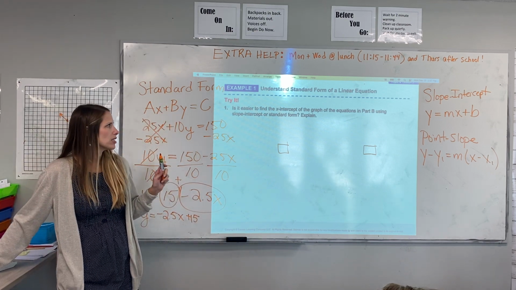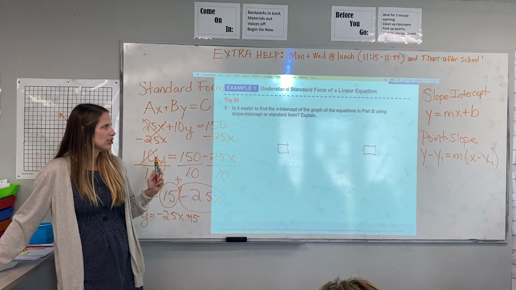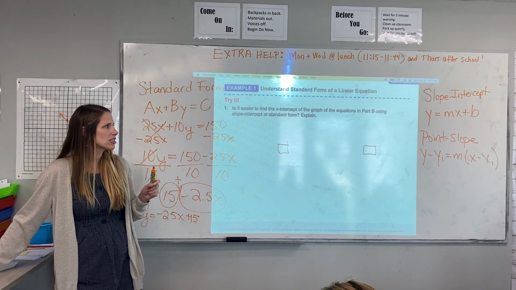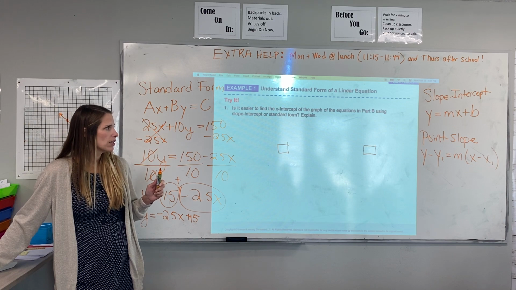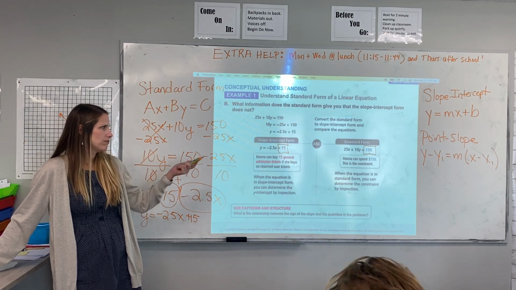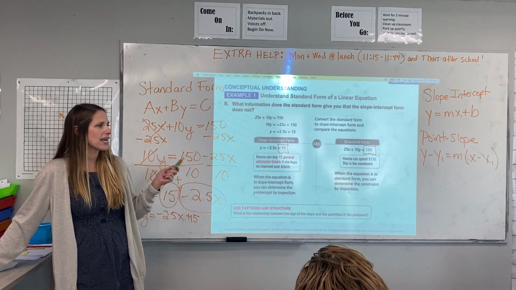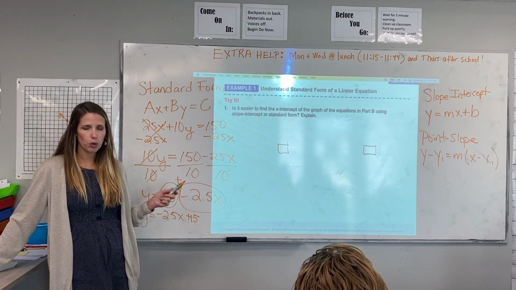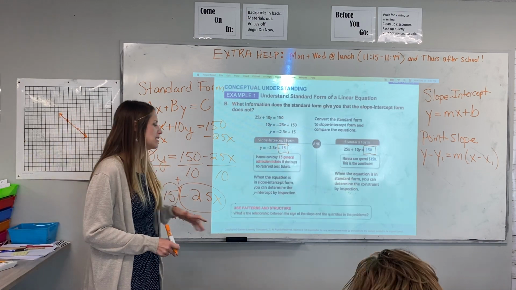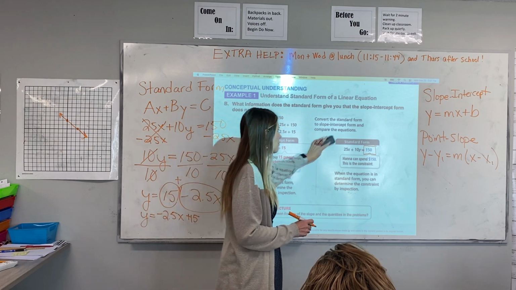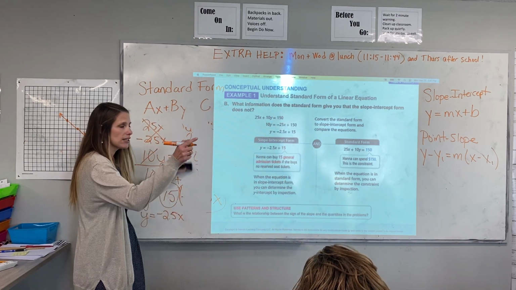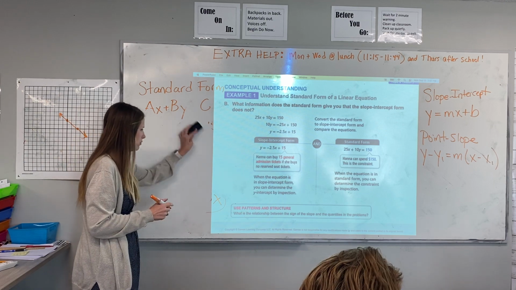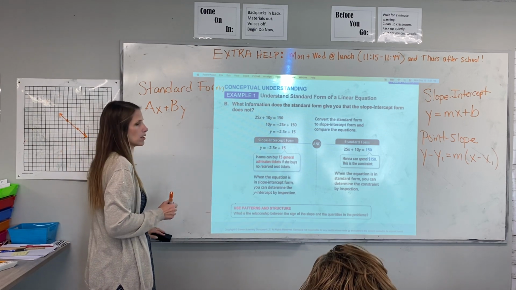Let's answer this question. Would it be easier to find the x-intercept of the graph of the equation using slope-intercept form or standard form? Now, first tell me what the x-intercept means. It's what x is when y is 0.